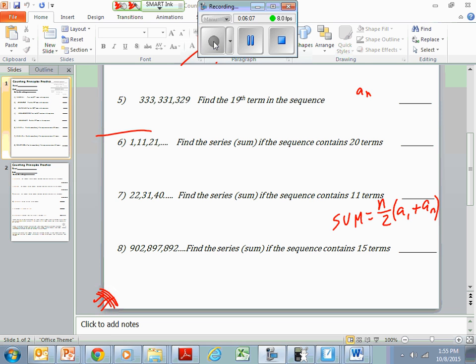So if I had 100 numbers, cut that in half. That's 50. Let's say the first number is 1 and the last number is 100. 100 plus 1 is 101, times 50 gives me some big number, and that's what the numbers 1 all the way up to 100 add up to.